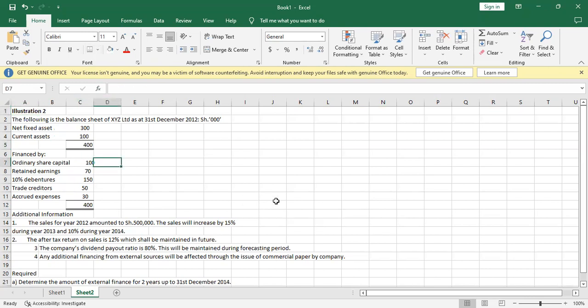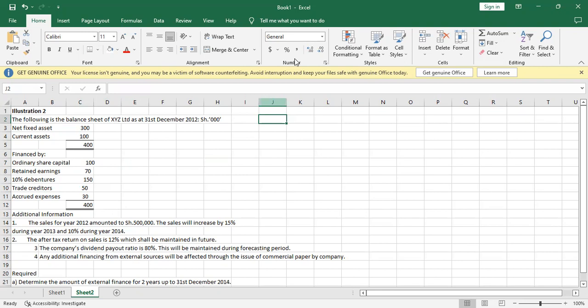We've been told that this is the balance sheet of XYZ Limited as at 31st December 2012. Net fixed asset 300. Then we have all the other balance sheet items: ordinary share capital, the retained earnings, the debentures, the trade creditors, and the accrued expenses. So I want us to use the percentage of sales method.